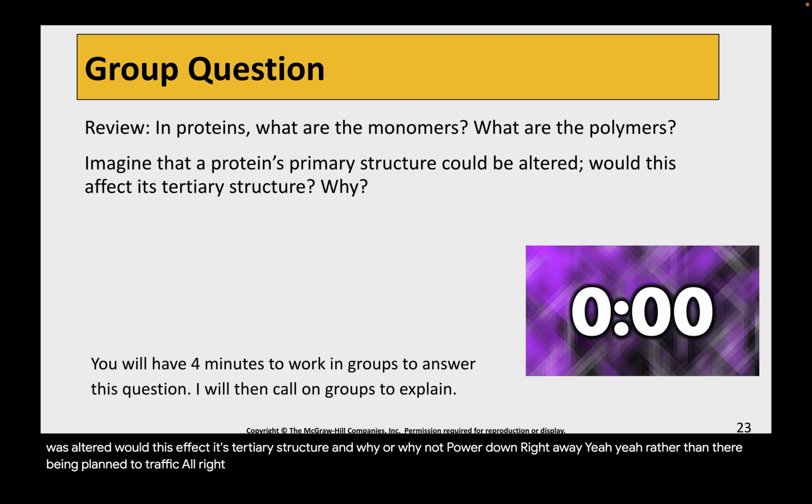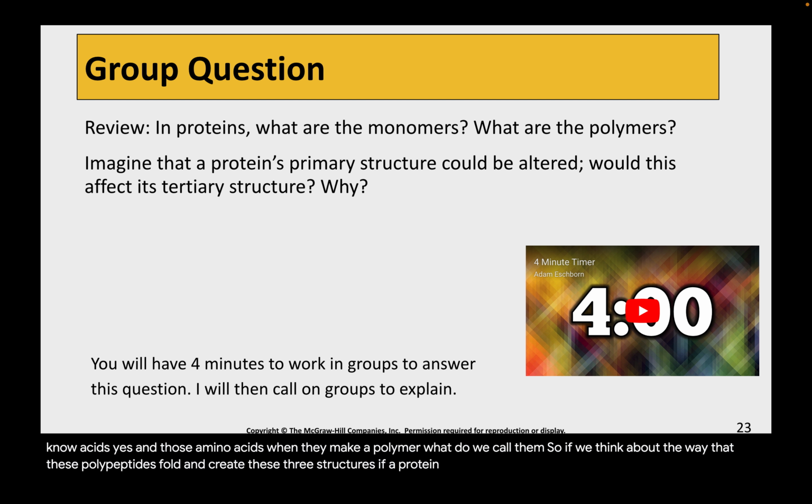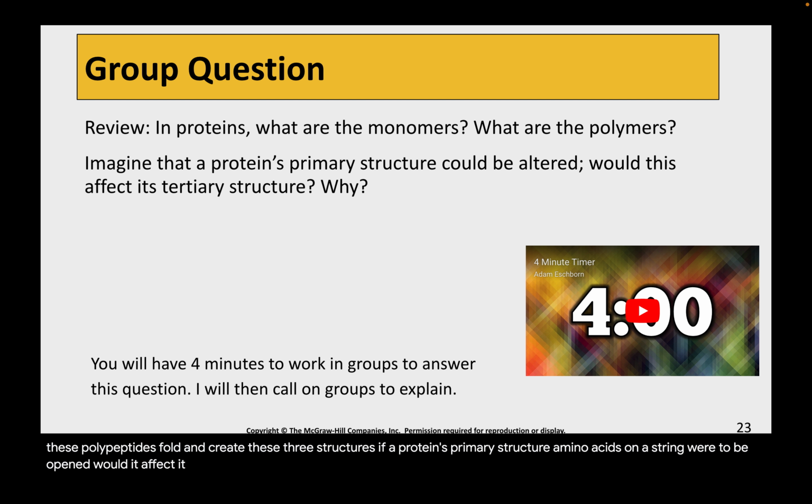All right, if I were to ask you, what is the monomer that makes up a protein? What would you tell me? Amino acids, yes. And those amino acids, when we make a polymer, what do we call them? Polypeptide, yes. So if we think about the way that these polypeptides fold and create these three structures, if a protein's primary structure, so the amino acids on a string, were to be altered, would it affect its tertiary structure or its 3D shape?